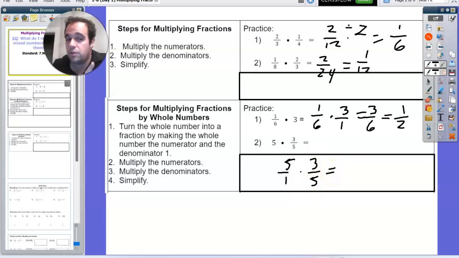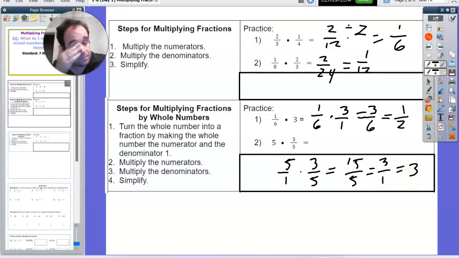I'm going to do 2 different versions here. If you like the second version, it only works sometimes. It depends on what the numbers are. First version, we got 3 times 5 is 15. 1 times 5 is 5. Now we know that 15 divided by 5 is 3. We can divide them both by 5 if we really want to and get 3 over 1, which is 3 wholes. That's version A.